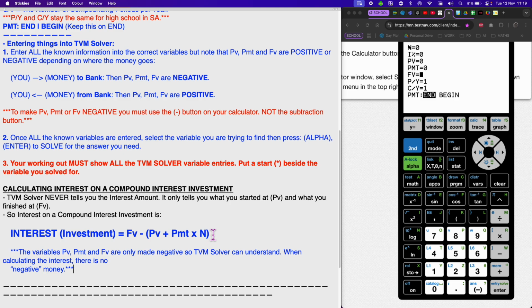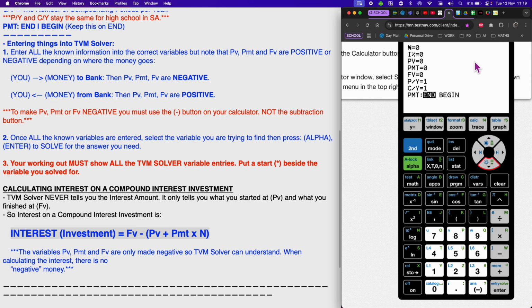The formula to chuck onto your cheat sheet and to practice using today. If you want to work out the interest on this investment, please note TVM Solver only tells you FV, what your money grew to. It also tells you what it started at and any regular payments. This formula here for simple interest tells you how much interest you pay.